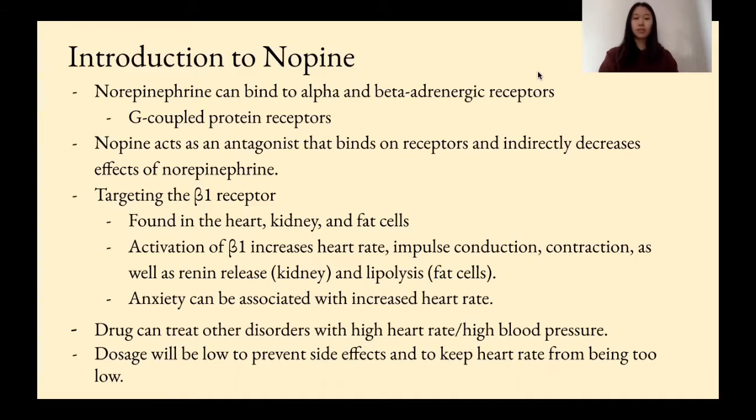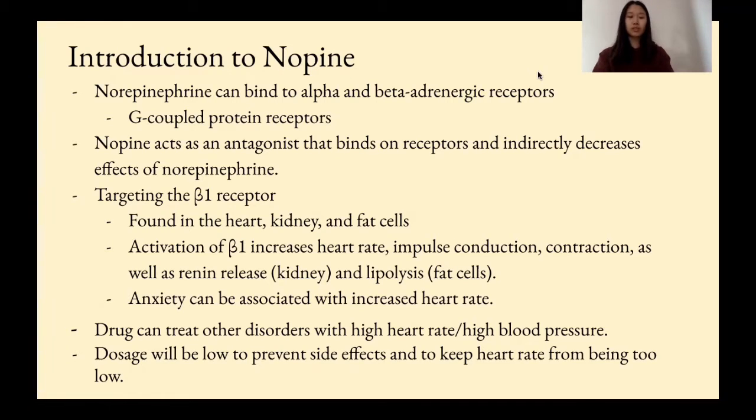The specific receptor we target is the beta-1 receptor, which is found in heart, kidney, and fat cells. Activation of beta-1 increases heart rate, impulse conduction, contraction, as well as renin release in the kidney, and lipolysis in fat cells. Because anxiety can be associated with increased heart rate, we want to limit that increased heart rate from occurring by targeting the receptor whose binding to norepinephrine leads to that symptom.